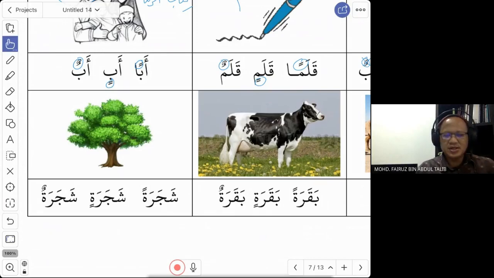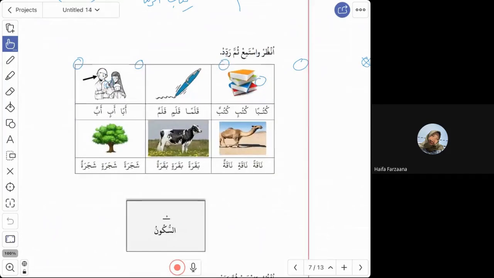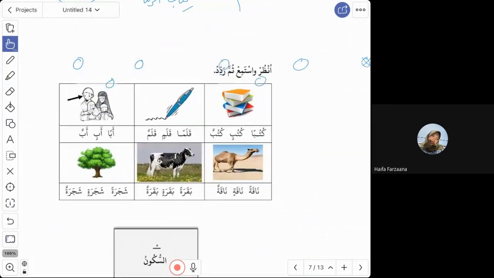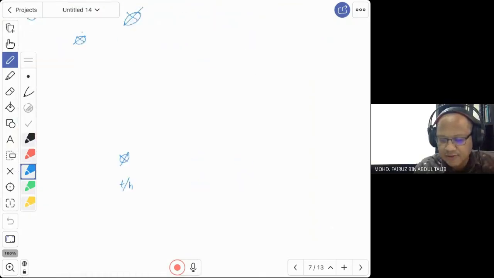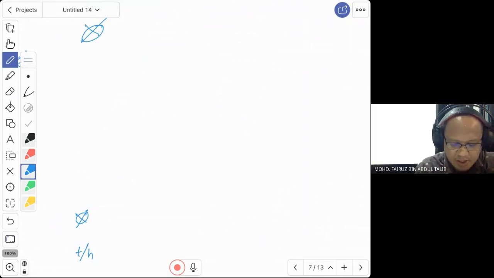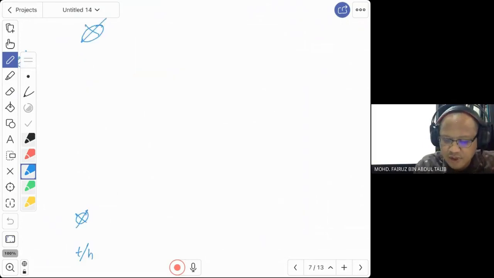So now do you understand this tanween? Any question for the tanween? The tanween is only at the end of the word. If it is in a sentence, let us write this. I give you a sentence, for example.